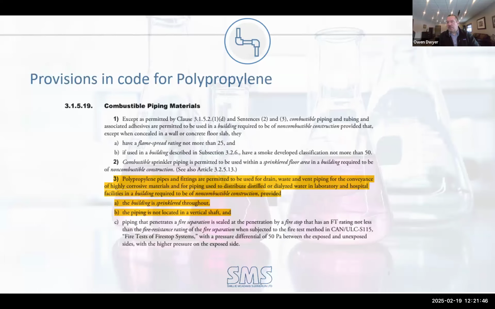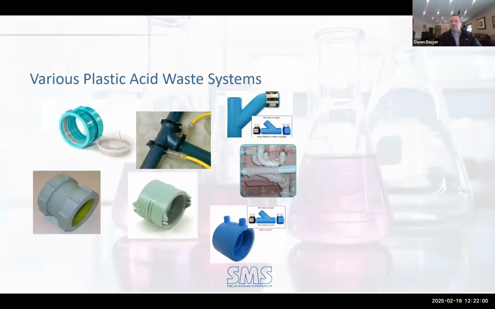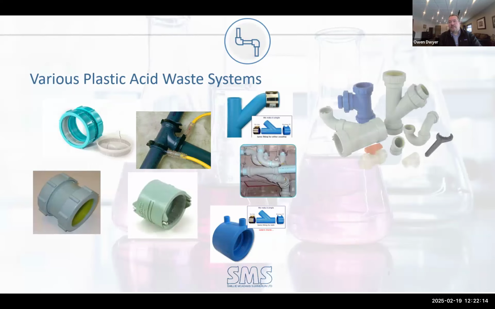B, the piping cannot be located in a vertical shaft because in a vertical shaft, nothing that is combustible is permitted, and it has to have a fire separation. So again, that's the nuts and bolts of all of the pipe and fittings. So you have your borosilicate glass and your two options for plastics, polypropylene, which I just discussed, and PVDF is the other material. PVDF is the material like the XFR that meets a flame and smoke.